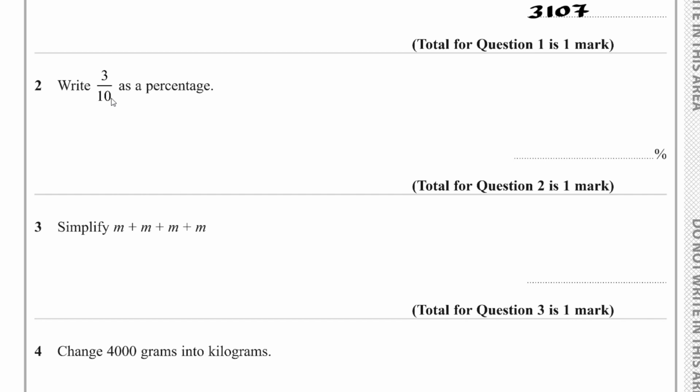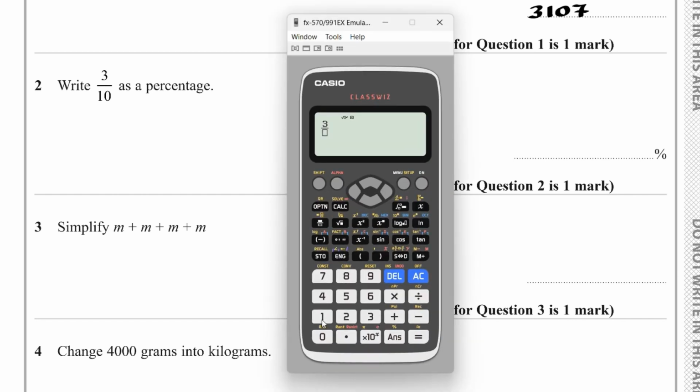Question 2. We have to write 3/10 as a percentage. To go from a fraction to a percentage, we have to multiply by 100. So I have 3/10 being multiplied by 100. It turns out we get 30%.